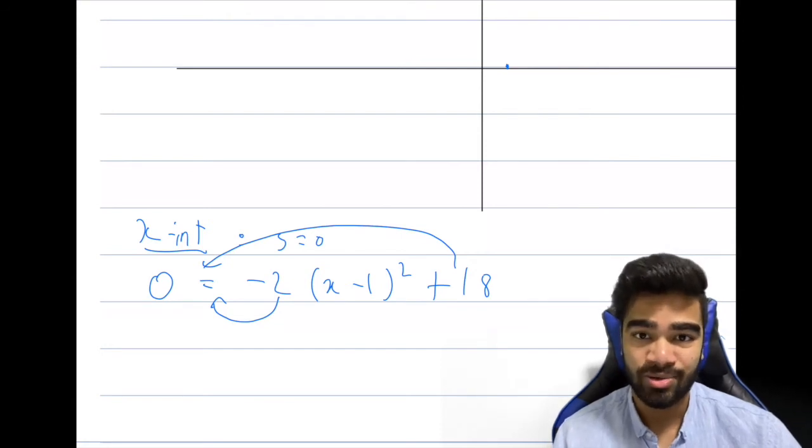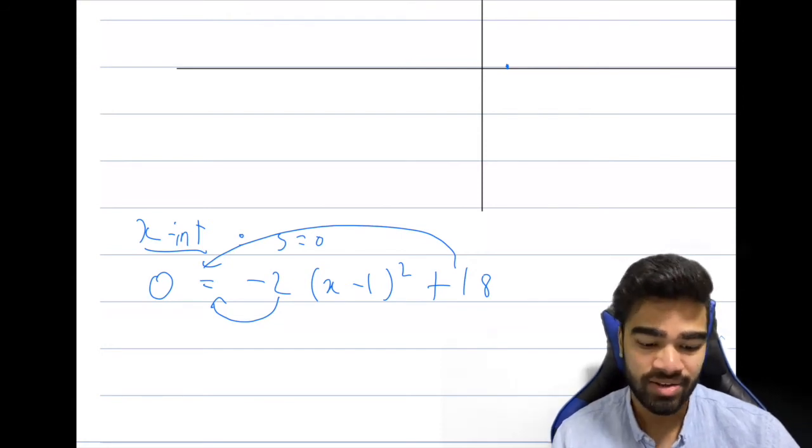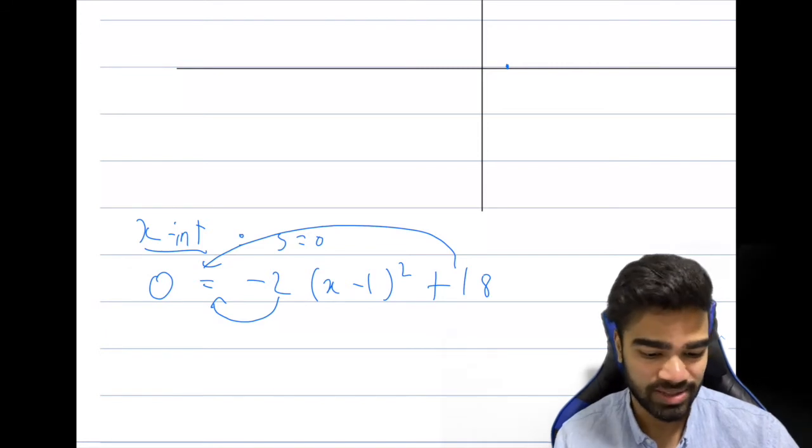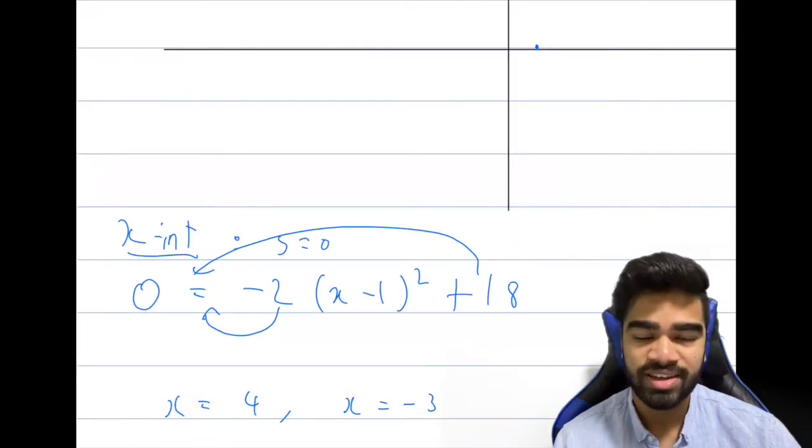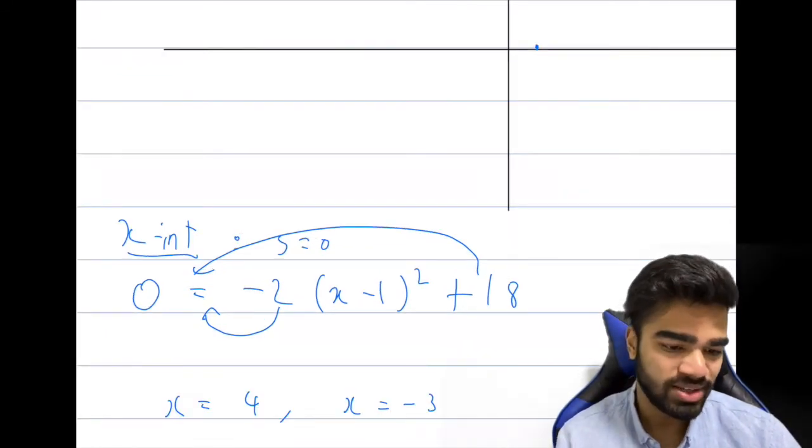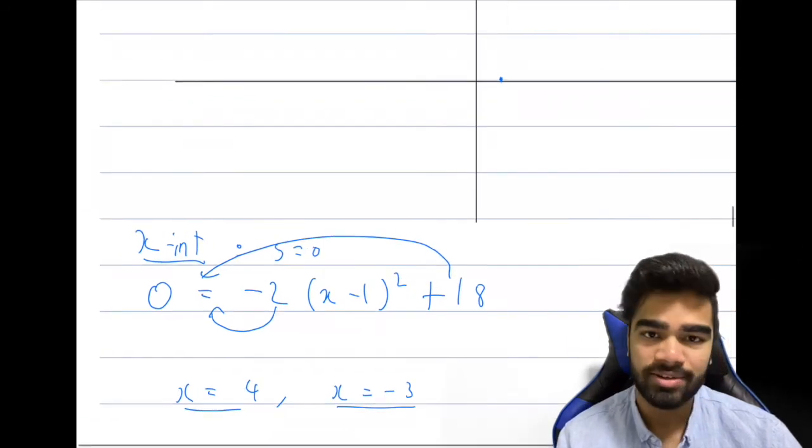Okay, so actually I want you guys to try and apply what you learned last lesson and find me the x-intercept. Can you do it, please? Okay, so if you did the working out correctly, you should have these two. So x is equal to 4 and x is equal to negative 3 as your solutions.